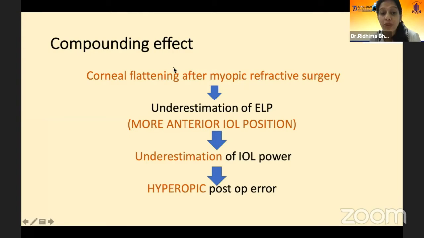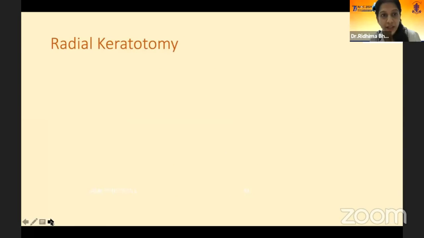So this is a compounding effect. After a myopic laser, you're overestimating keratometry, as we discussed earlier, and we're underestimating the effective lens position. And both of these are going to underestimate your IOL power, and you're going to end up with a hyperopic post-op error. How is a post-RK different?